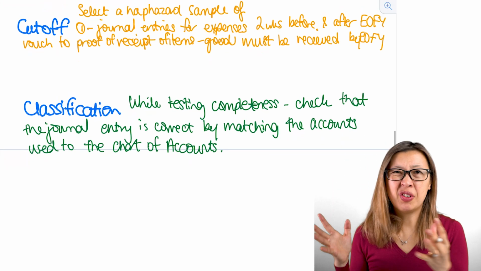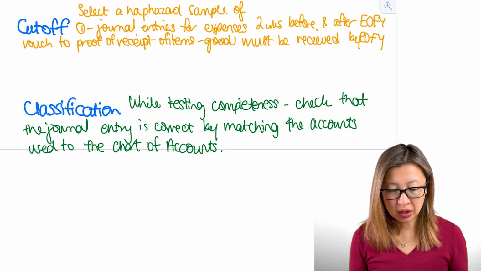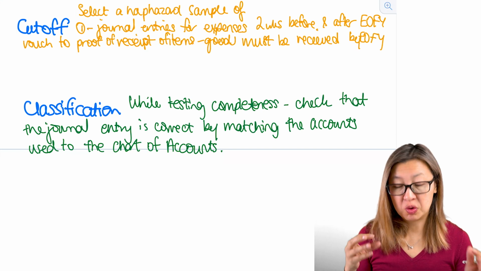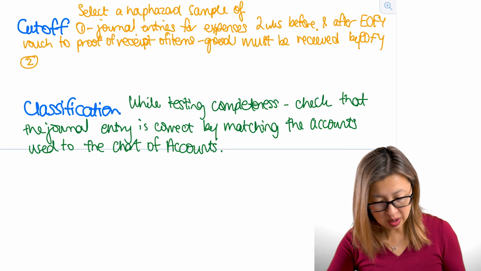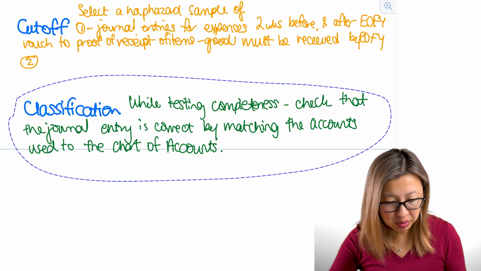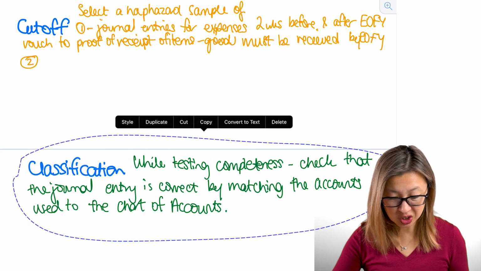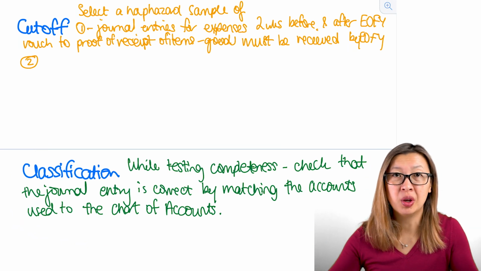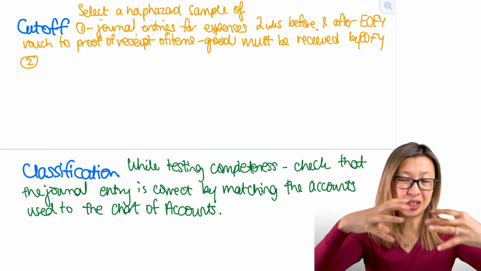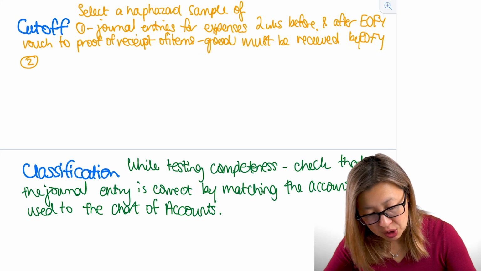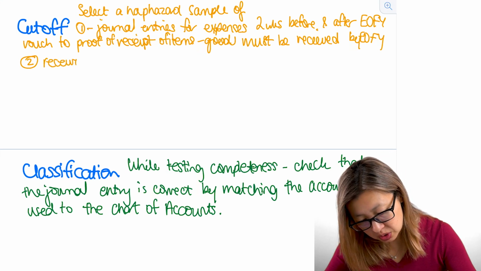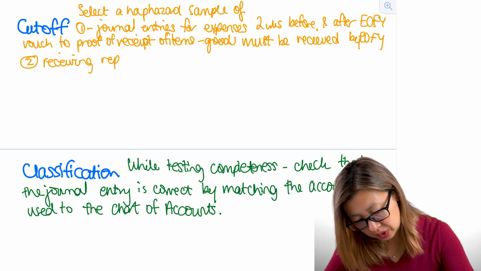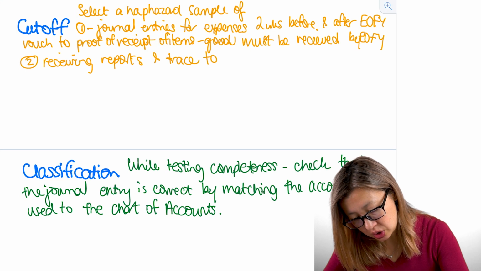If I'm vouching, I'm starting at the journal, I'm going back. I want to make sure that the items were received before the end of the financial year. The other option, option 2 here, and you should probably do both of these. Rather than just do one, do both of them. Attack the problem from both ends of the spectrum and meet back in the middle. So select a sample of receiving reports and trace to the journals.